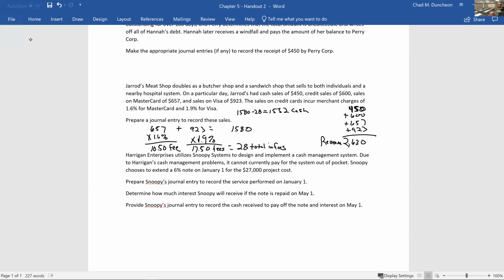That means from the credit card sales, we can record 1,552 as cash, and we have to record the other $28 as service fees or credit card fees. Okay? You can add that to the 450. So our total cash received here is this, 600 in accounts receivable, because it was on credit. Okay, 28 in fees should equal our 2,630 in revenue.